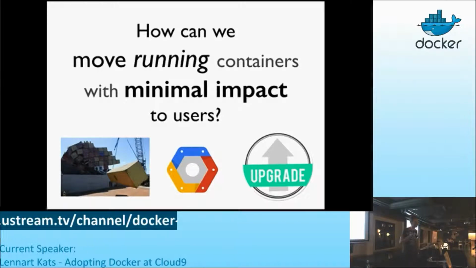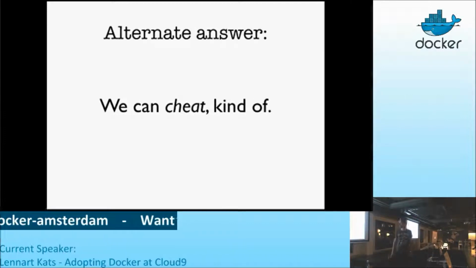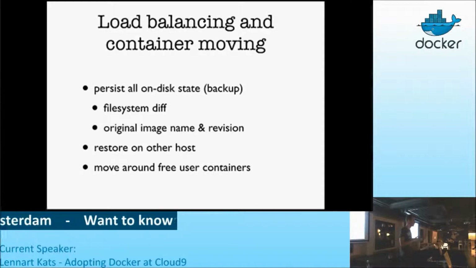And we don't really have an answer for that. I know that there are some LXC people working on something like this, but Docker doesn't seem to actively work on that. So what we do is we sort of cheat. Basically, we back up containers when there's no user attached to it. We back up containers all the time. And we persist all the data that is actually on disk. So we keep their file system, we keep the original image name and the revision, we store that in the database, and we can restore that to any host.